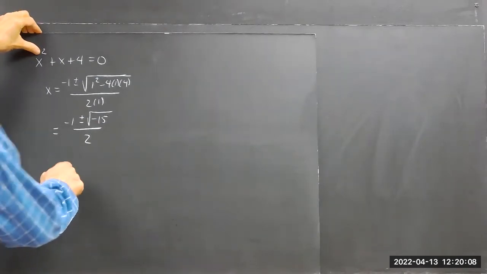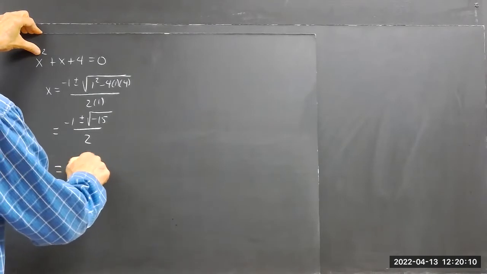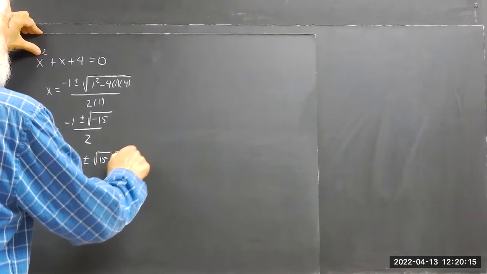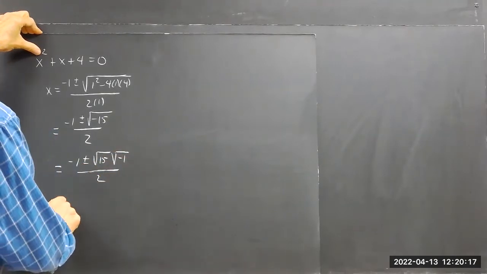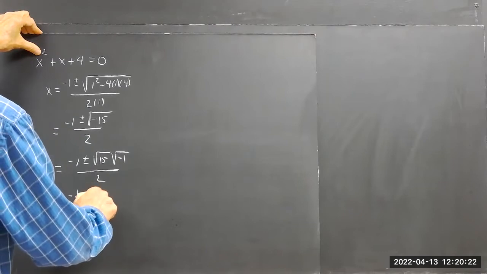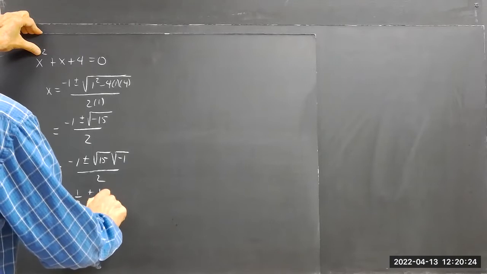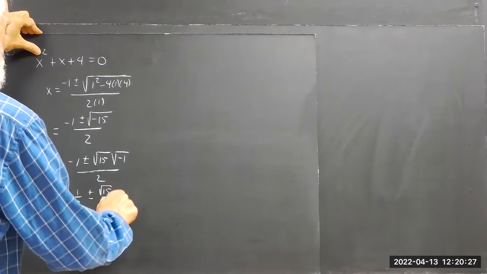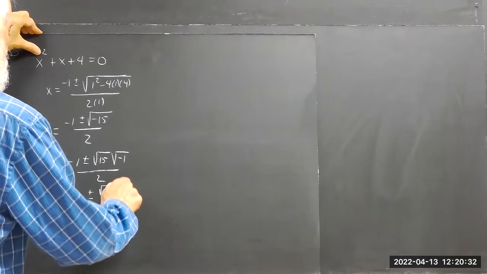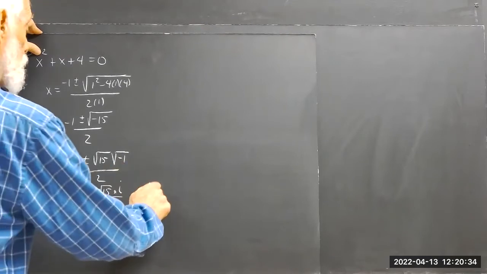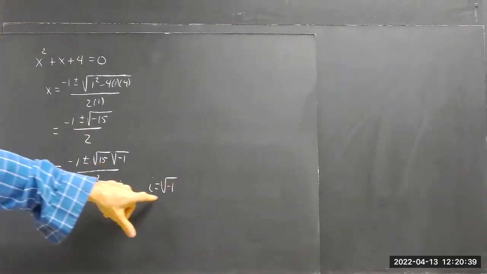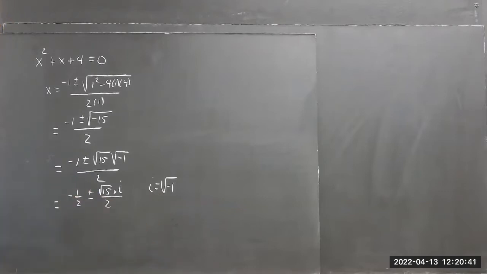Imaginary numbers. Yeah, and we get -1 plus or minus square root of 15 times the square root of -1 over 2, which is -1/2 plus or minus square root of 15 halves. But it's square root of 15 times i over 2, where i is the square root of -1. And i stands for imaginary, so this is an imaginary number.